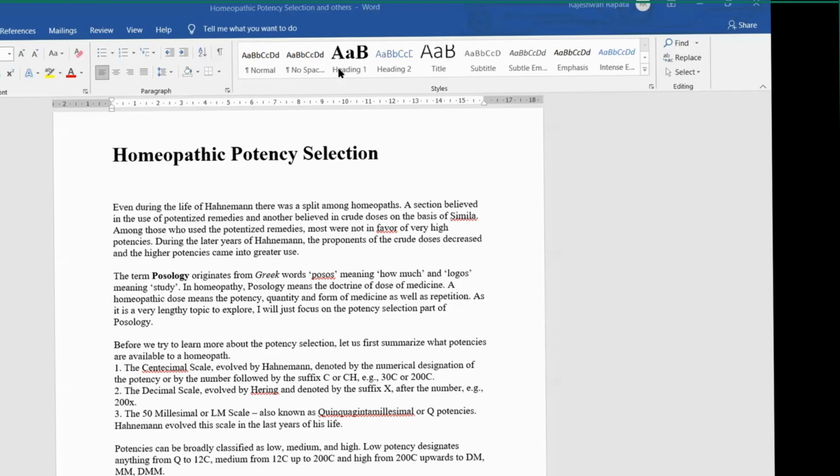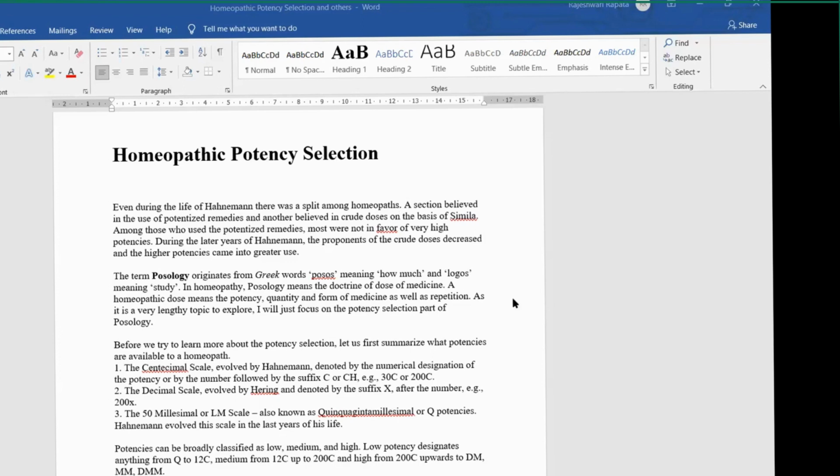So in homeopathy, dose means what? It doesn't mean the crude form, like you say 10 mg, 5 mg, 1 mg. It's not like that. It's the potency. Potency means the dynamization, which we do with the dilution of the remedies and through succussion and trituration. So the homeopathic dose means the potency, the quantity, and the form of the medicine, in what form you are giving.